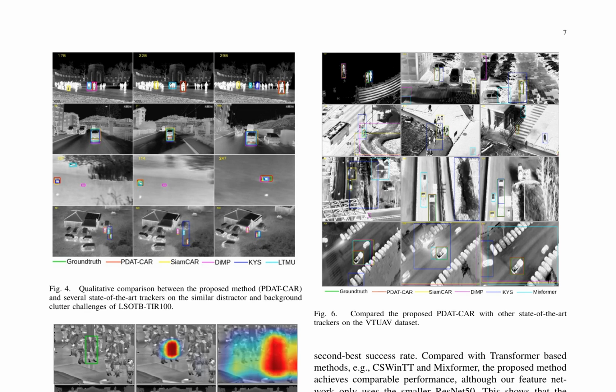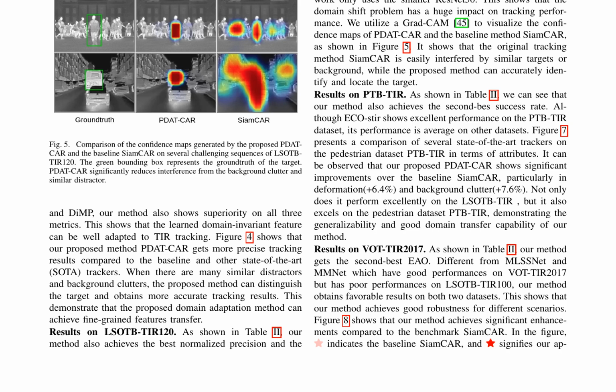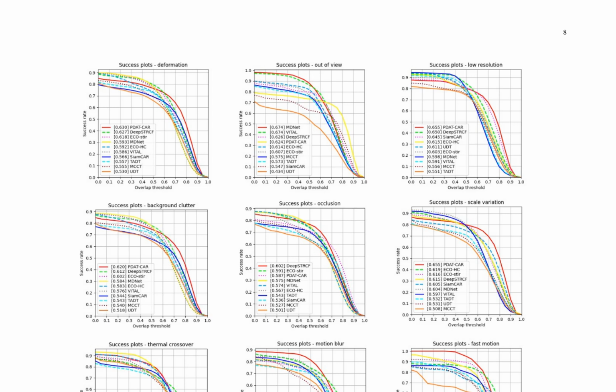The authors attribute this success to their domain adaptation method, which effectively transfers fine-grained features from the source domain to the target domain. The qualitative comparison between PDAT and several state-of-the-art trackers on the similar distractor and background clutter challenges of LSOTB-TIR100 is presented in Figure 4. This figure shows that PDAT achieves more precise tracking results compared to the baseline and other state-of-the-art trackers, especially when there are many similar distractors and background clutters.